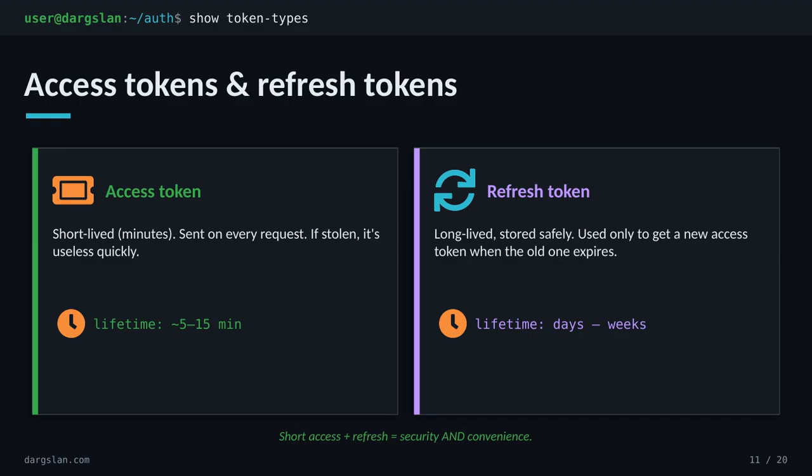The refresh token sits safely tucked away, days or weeks long, and its only job is quietly minting a fresh access token when the old one expires. Short access plus refresh. That's how you get both security and a smooth user experience.